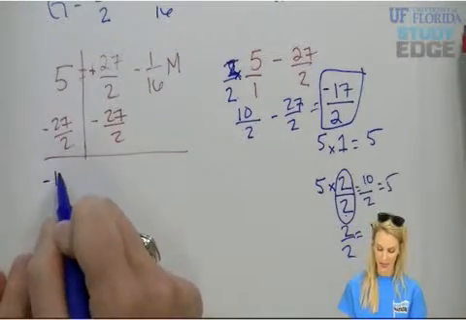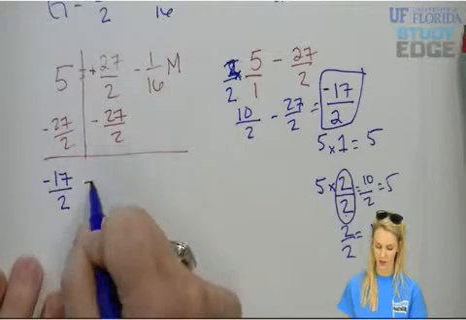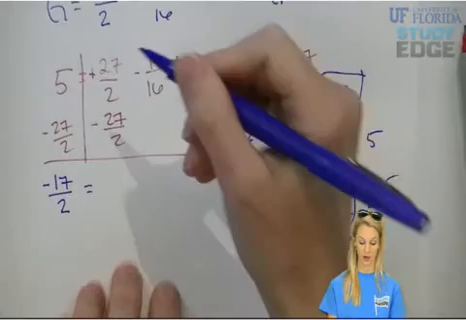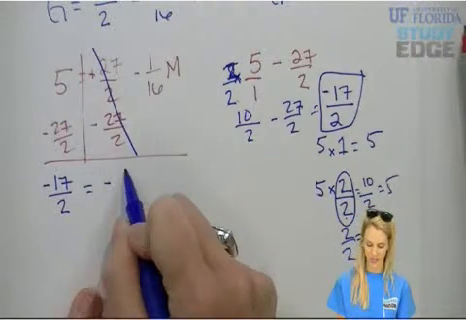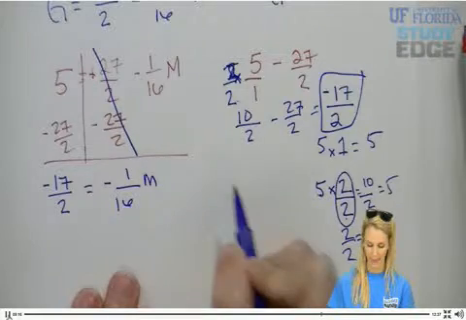So now we have our left side of the equation. We have negative 17 over 2 is equal to what? Well, the 27 over 2 and the negative 27 over 2 canceled out. So we've got this negative 1 over 16 m.